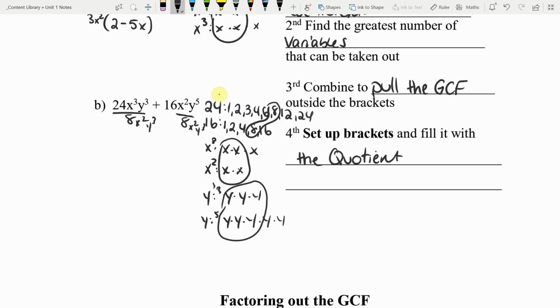So we've got 8x squared y cubed as my greatest common factor. 24 divided by 8 is going to give me 3x, and my y's are going to cancel. Plus 2, my x's are going to cancel, y to the third.